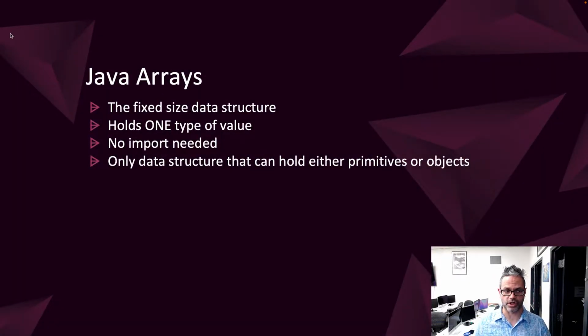Before we get started, we just want to do a quick review. The array is the only fixed size data structure that's built into Java itself. It holds only one type of value, and there's no import needed because it's built into java.lang. So it's right there inside the very heart of the language itself. However, it's special because it's the only data structure that can hold either primitives or objects.